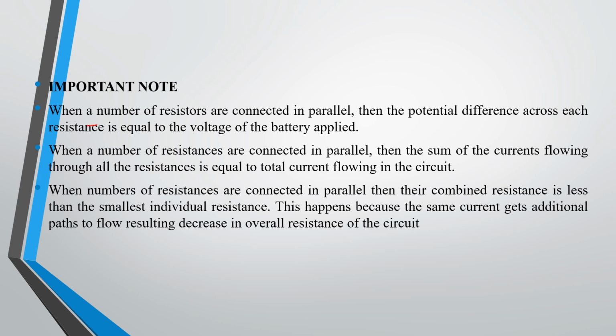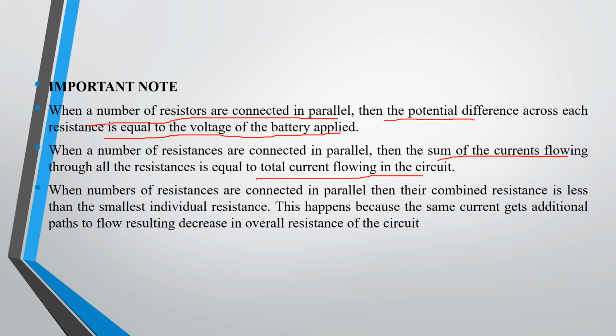Important note: when a number of resistors are connected in parallel, the potential difference across each resistance is equal to the voltage of the battery applied. So however many resistors you are using, you should connect them in parallel, but the potential, how much you are giving, is constant for the parallel connection. When a number of resistors are connected in parallel, the sum of the currents flowing through all the resistances is equal to the total current flowing through it. So individually it will deviate. So in this case, we are going to consider the total current through the circuit.